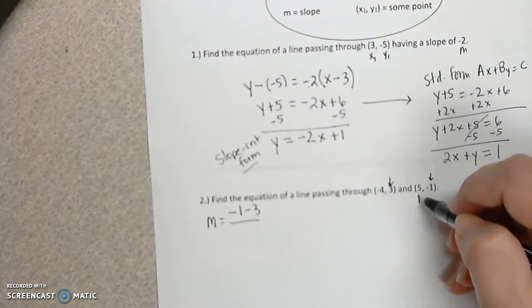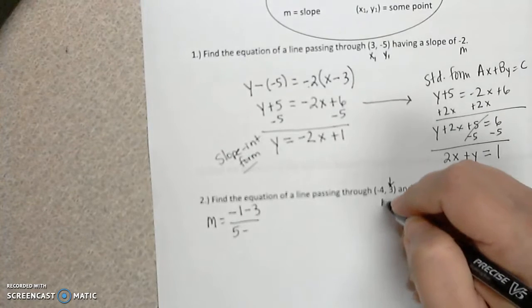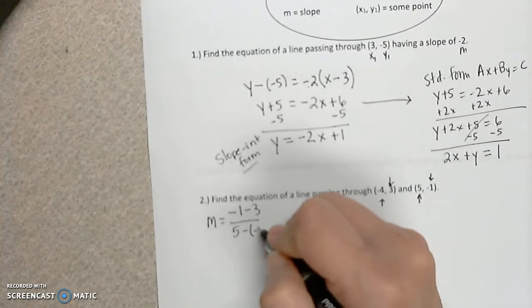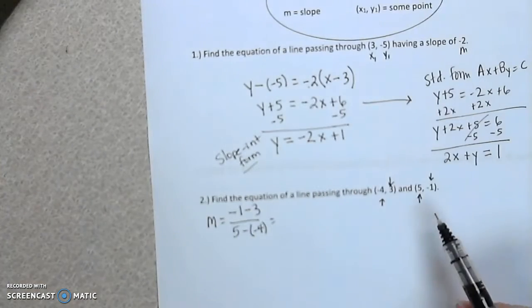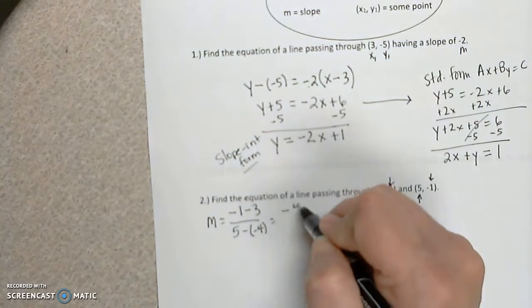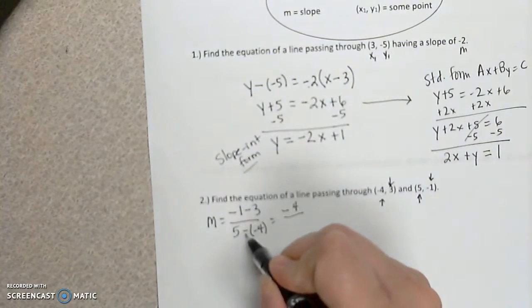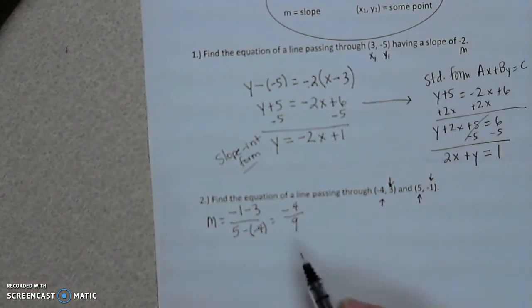over x2 minus x1. So we have negative 1 minus 3, and 5 minus negative 4, which will give us negative 4 over 5 minus negative 4, which becomes 5 plus 4, which is 9. So our slope will be negative 4/9.